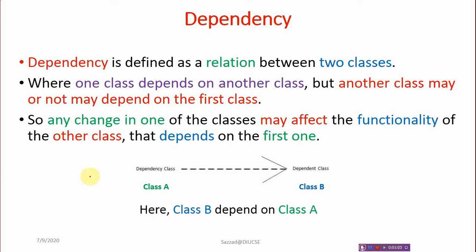So dependency is represented by this symbol when we deal with a UML diagram. You can see there is a dotted line followed by an arrow symbol. On the arrow side there will be the dependent class, which depends on another class, and at the beginning side there will be the dependency class. For example, suppose this one is class A and this one is class B. So we can say here class B depends on class A. That means the arrow side class depends on the class at the beginning of the symbol.